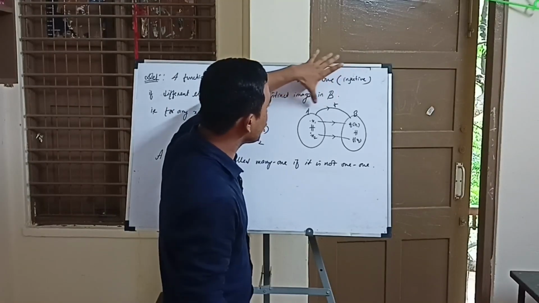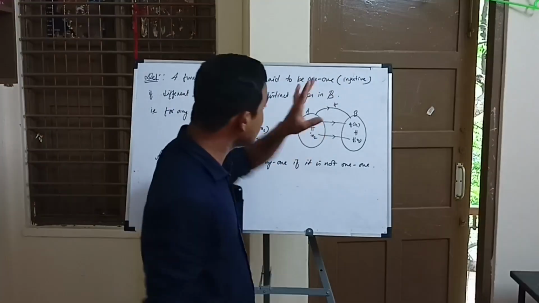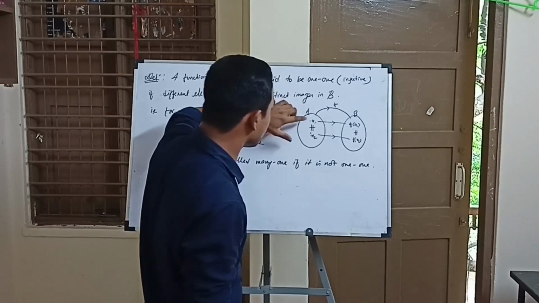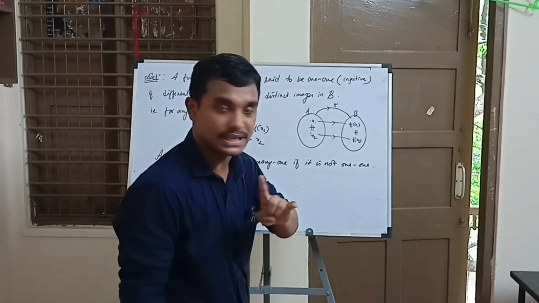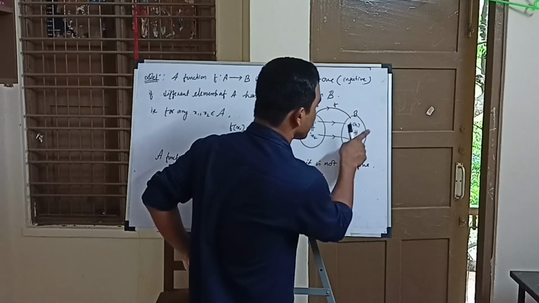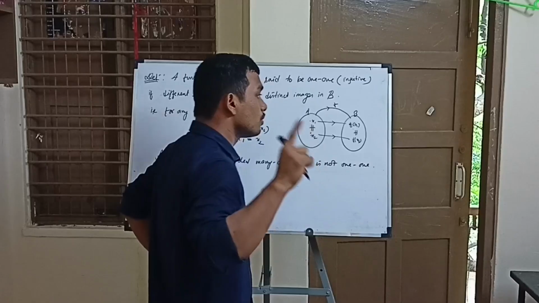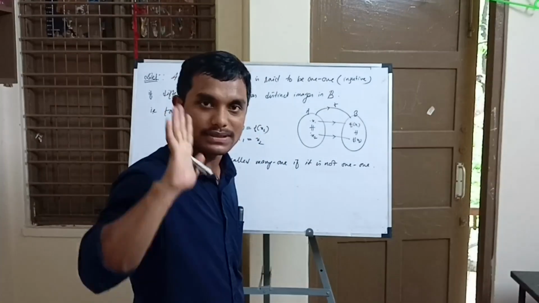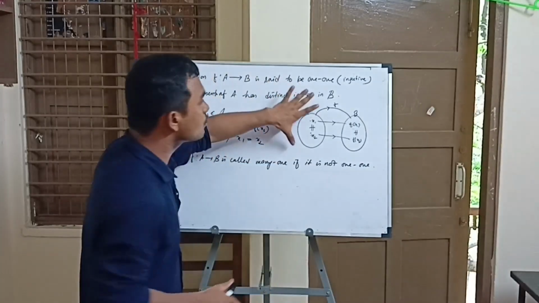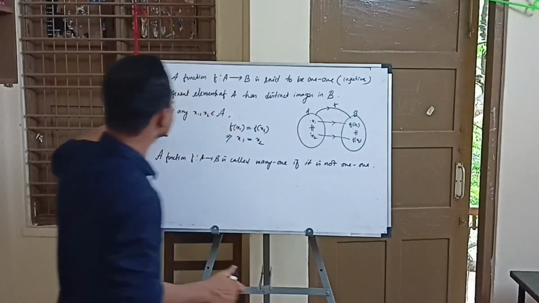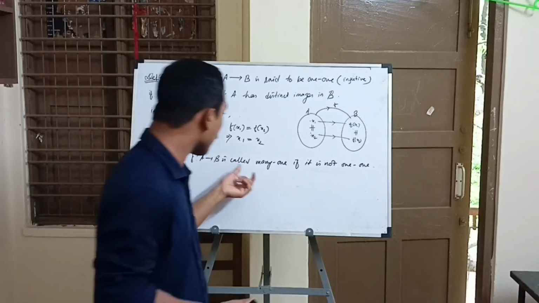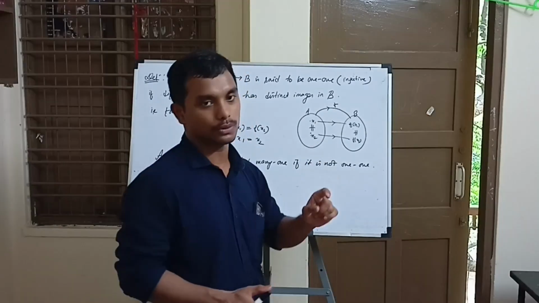Let me describe the definition of one-one functions with the help of a pictorial diagram. A function f from A to B is said to be one-one if any two distinct elements of A, say x1 and x2, that means they are different, have images f of x1 and f of x2 that must be distinct. That means different. Then f is said to be one-one. The negation of this is this statement: a function f from A to B is called many-one if it is not one-one.